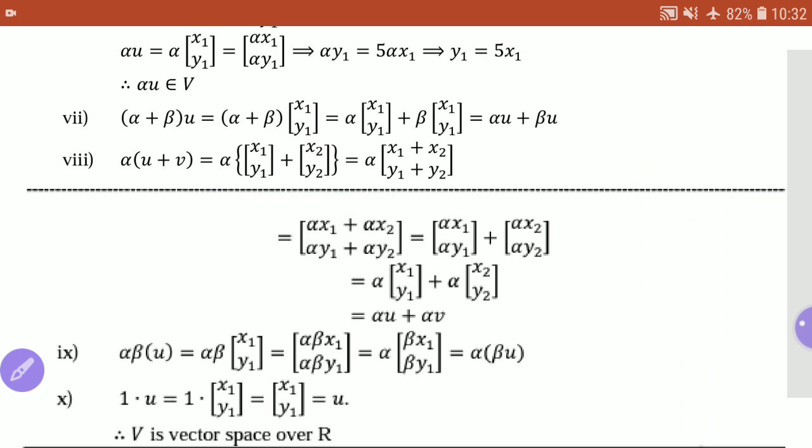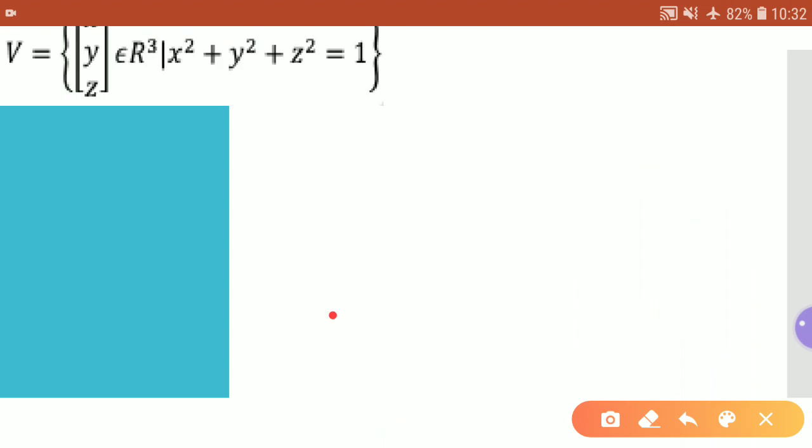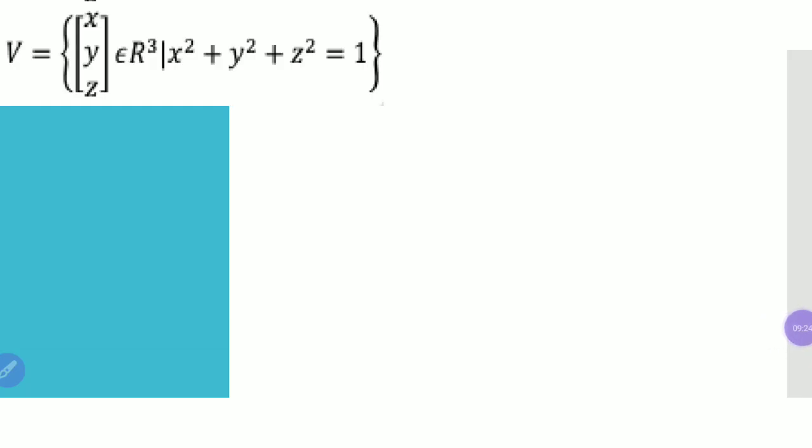Now let us do another example. This example I will solve for you, okay? So this is the vector V: x, y, z belongs to R3, meaning small x, small y, small z are real numbers. This belongs to 3-dimensional space vectors, and these are also column vectors like the previous example. And the condition on these elements is x square plus y square plus z square equals 1. Now we need to verify for this set also whether it satisfies all the properties or not.